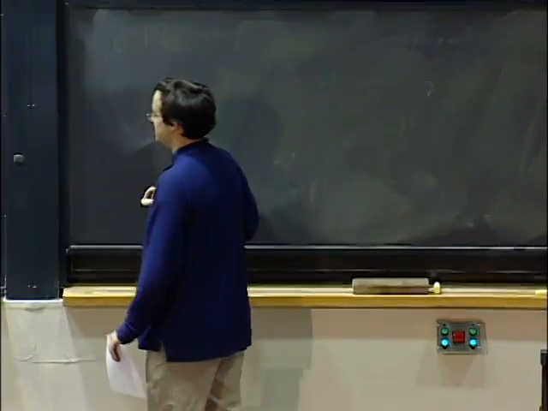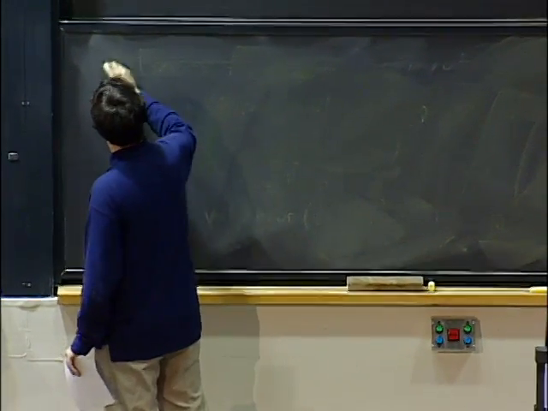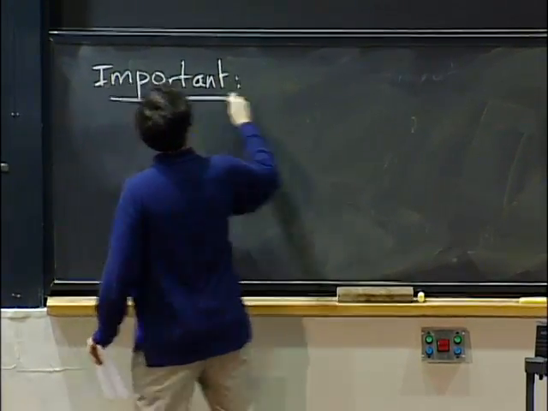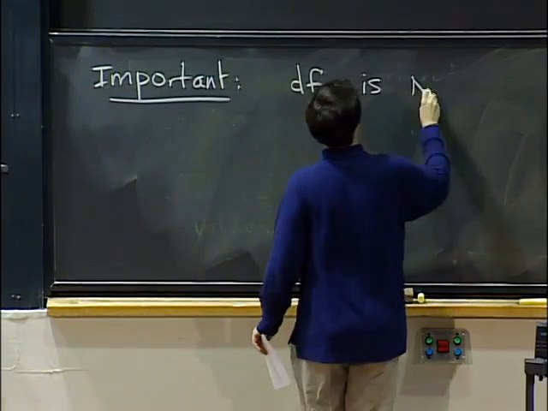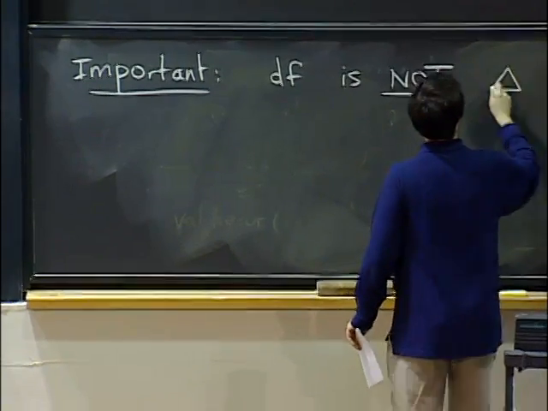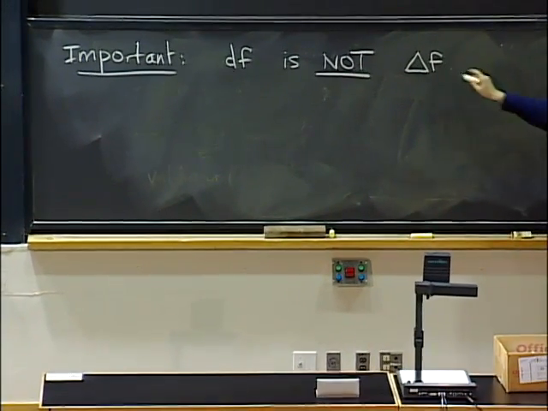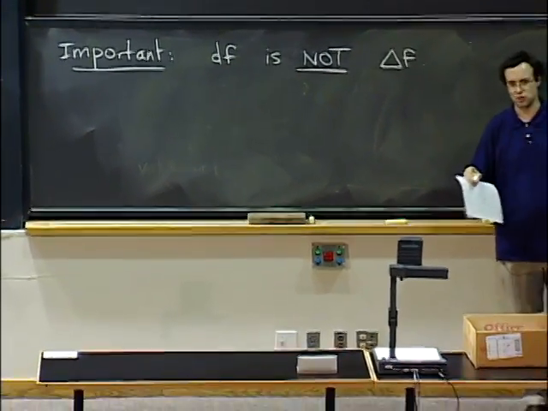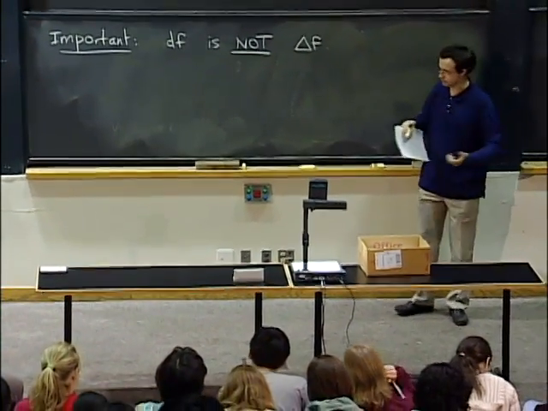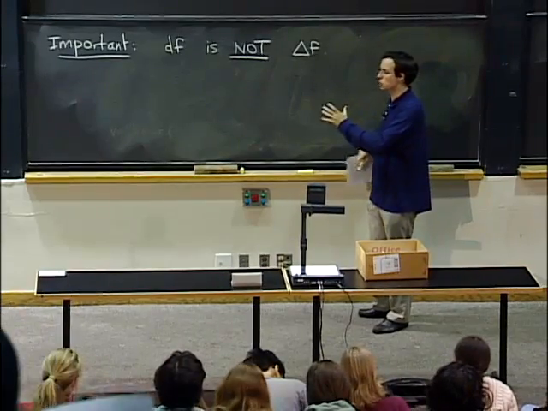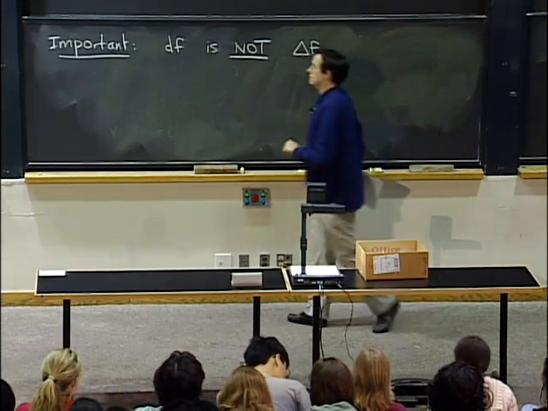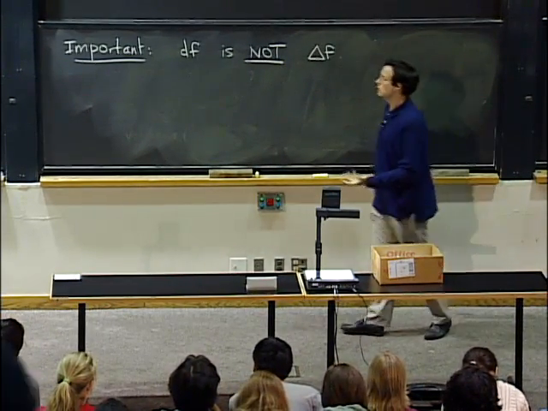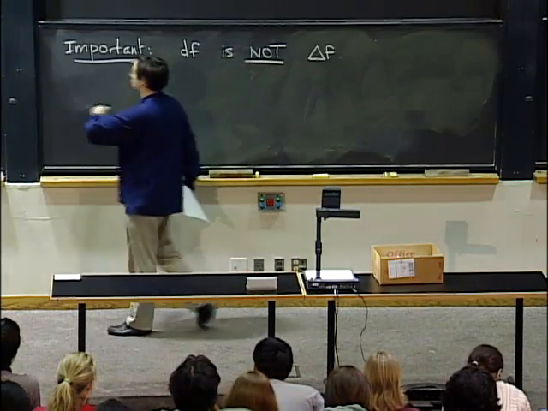Okay, so here's an important pitfall to avoid. df is not the same thing as delta f. Delta f is meant to be a number. It's going to be a number once you have a small variation of x, a small variation of y, a small variation of z. Delta x, delta y, delta z are actual numbers, and this becomes a number. This guy, df, actually is not a number. You cannot give it a particular value. All you can do with a differential is express it in terms of other differentials.